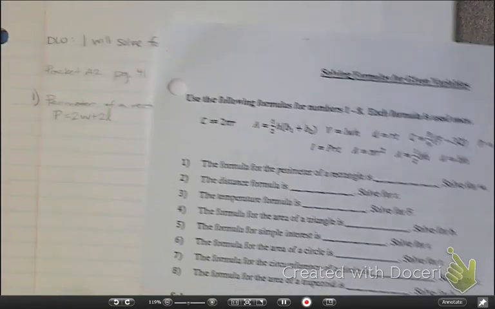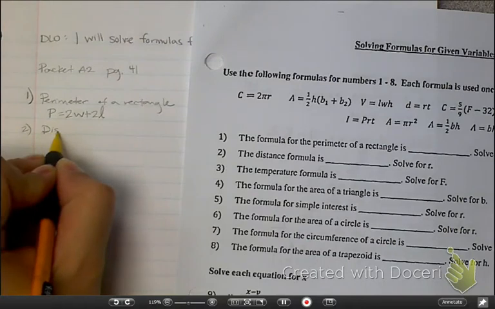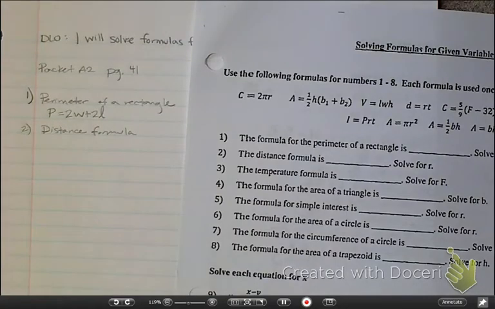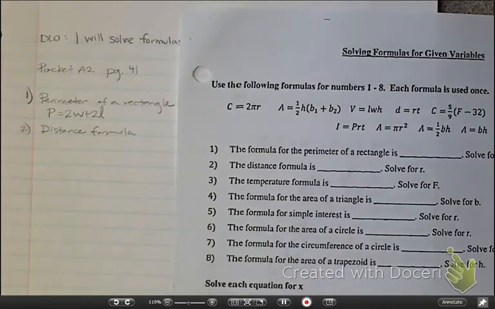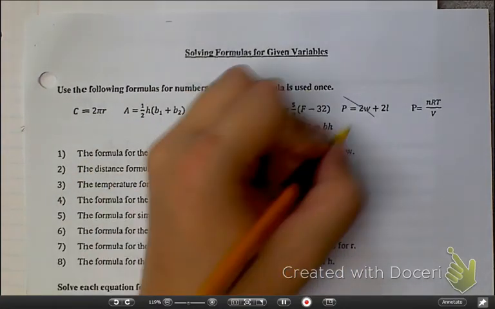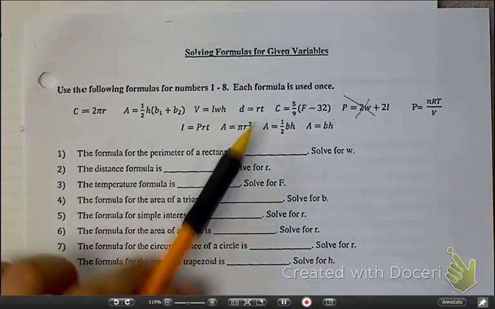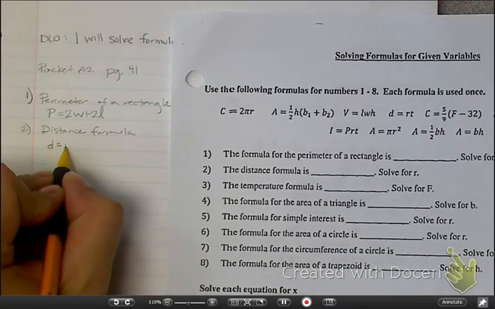The second one says the distance formula. So for part 2, distance formula. Again, you might not know exactly which one that is. Distance, that's a D, so I try to find which one has a D in it. We already used this one, so I'm going to cross this off. Which one of these has a D in it? I only see one that has a D, and that's right here. So distance equals RT, where R stands for rate and T stands for time. So the distance formula is D equals RT.